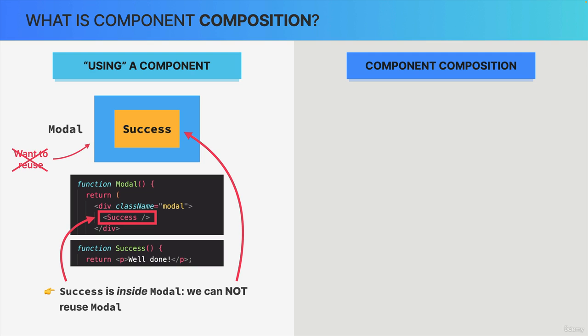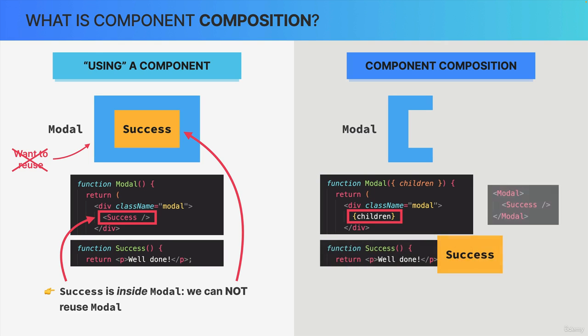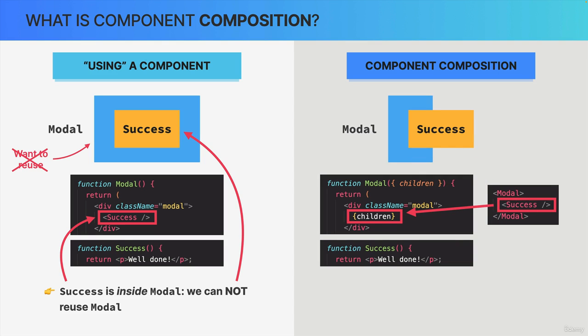But as you can imagine, in order to solve this, we now bring in the technique of component composition, where we can compose the modal and success components together. So here we have our modal component again, but with a fundamental difference. This component does not include a predefined component, but instead it accepts children with the children prop. So just like we have learned before. So if we get our success component again, we can now basically just pass it into the modal by placing it between the opening and closing tags when we use modal.